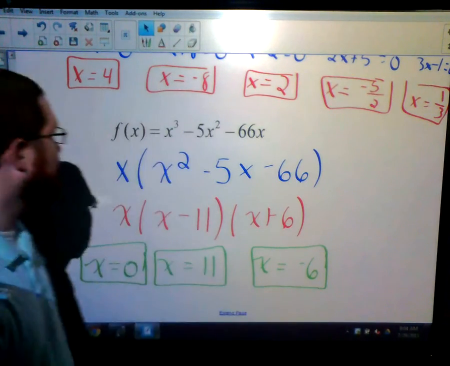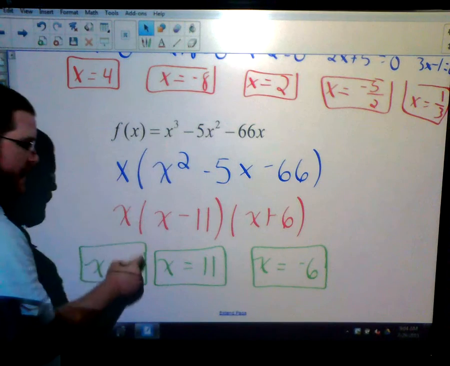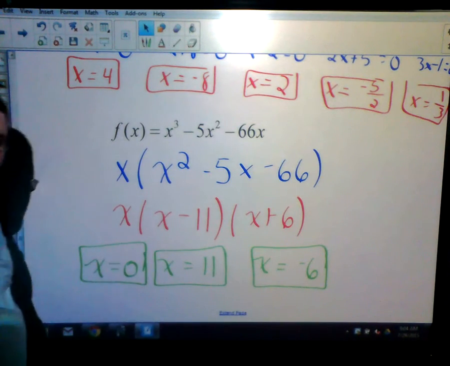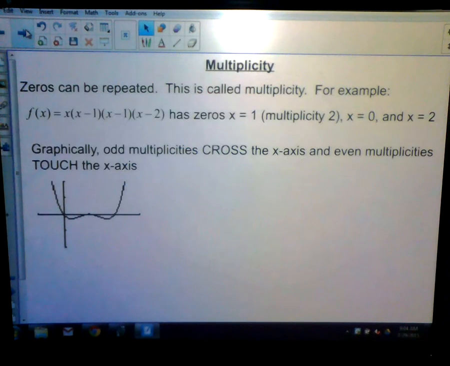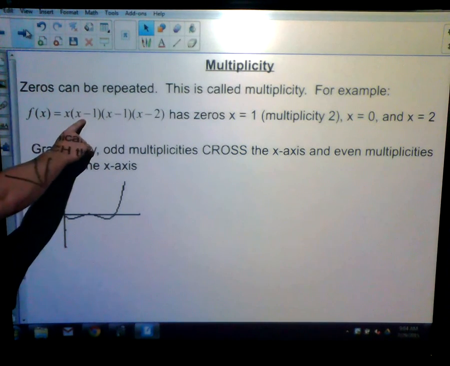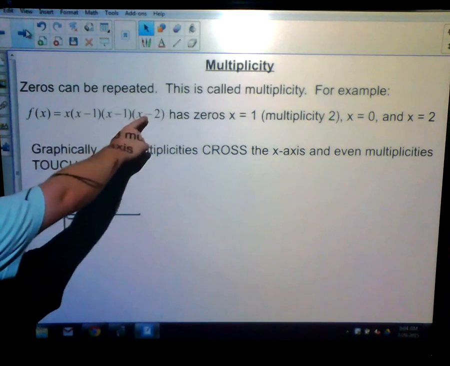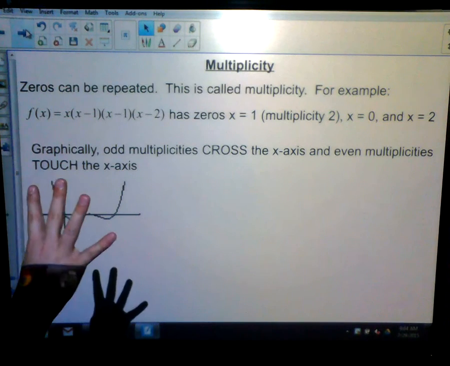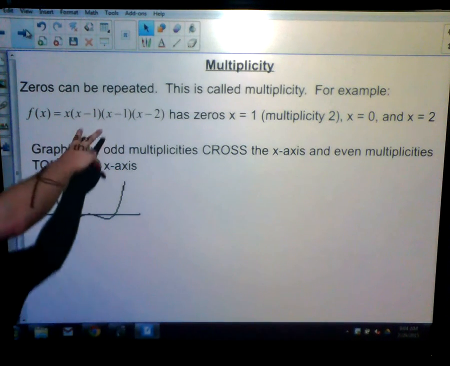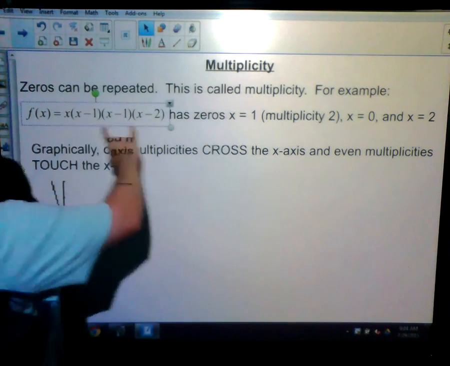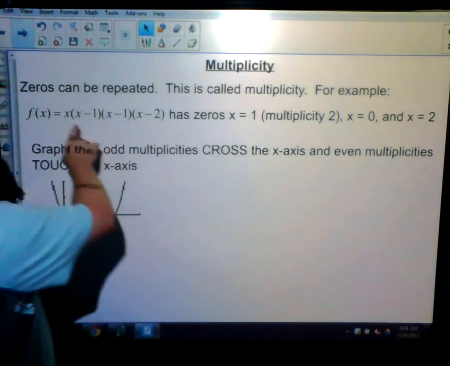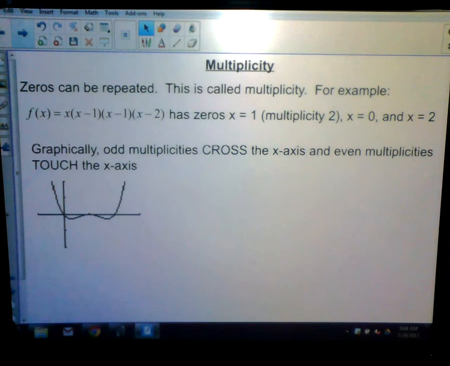Notice, I had a 3rd degree. I got 3 zeros. That's important. Zeros can be repeated. That's called multiplicity. For example, x minus 1, x minus 1, x minus 2. That has 4 zeros. It has x equals 1, but it's there twice, so it's a multiplicity of 2, x equals 0, and x equals 2.